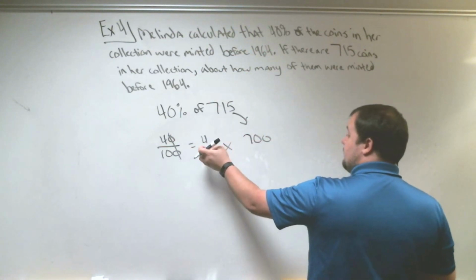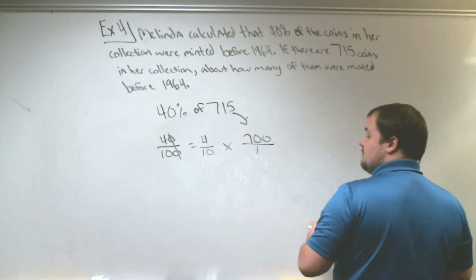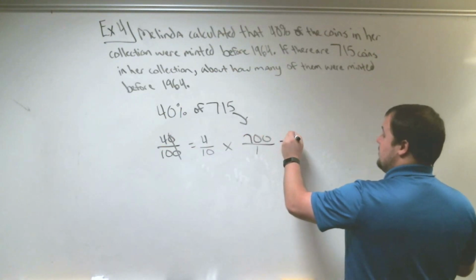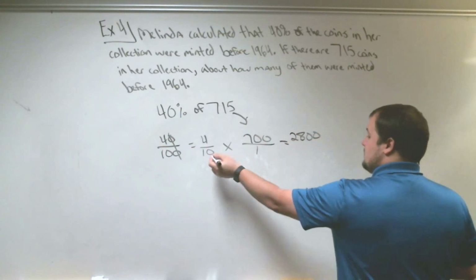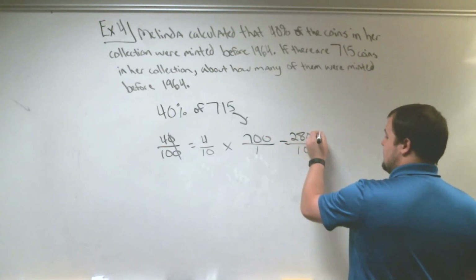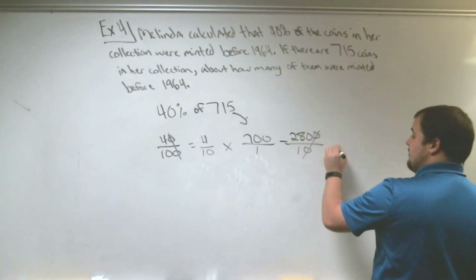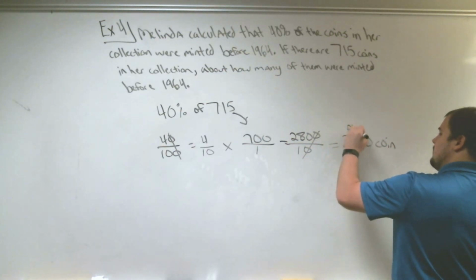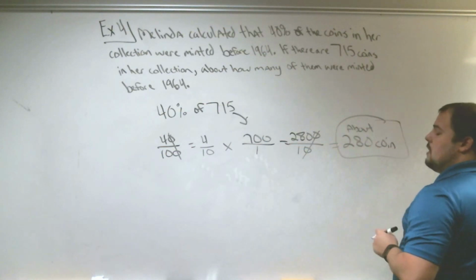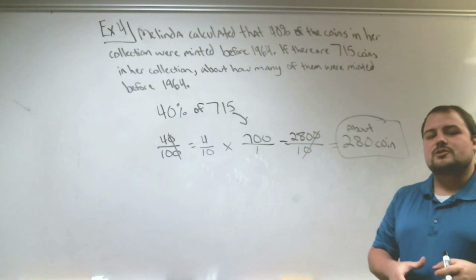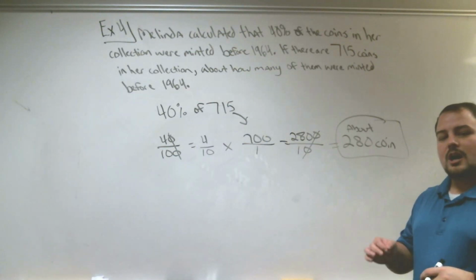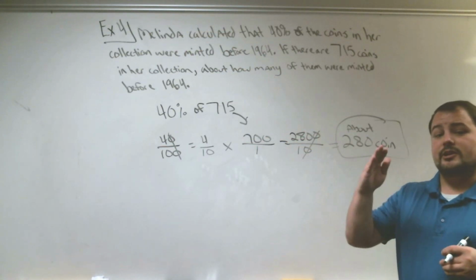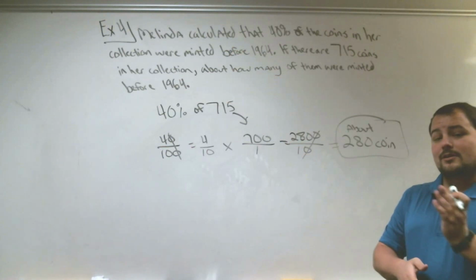So we're really taking 4 times 700, and we're going to put that 700 over 1 to make it a fraction, and we're just going to multiply straight across. 4 times 700, that's 2800. 10 times 1, that's 10. Since I have a 0 on top and bottom at the end, go ahead and cancel that out. We're looking at about 280 coins. So out of our 715 coins, about 280 of those coins were minted before 1964 based on this problem, and based on the fact that we estimated, which means we either rounded up or rounded down on either our percent or our number.